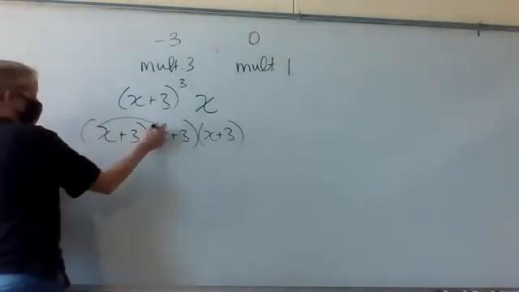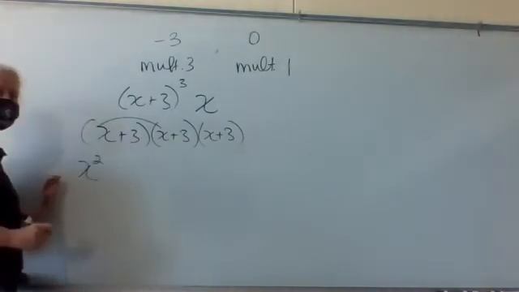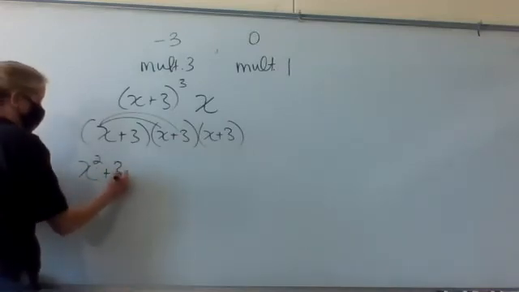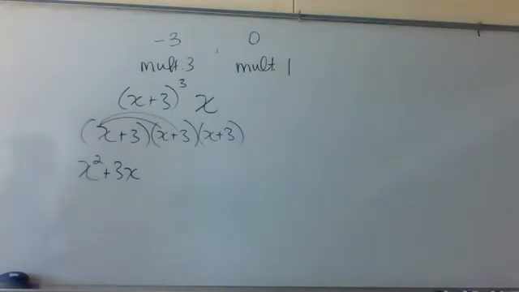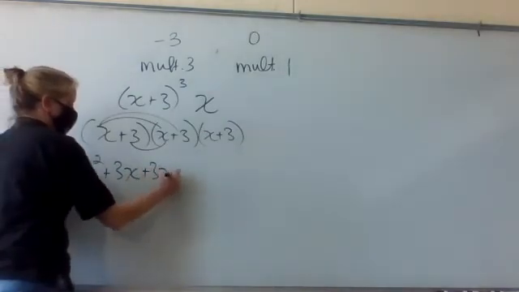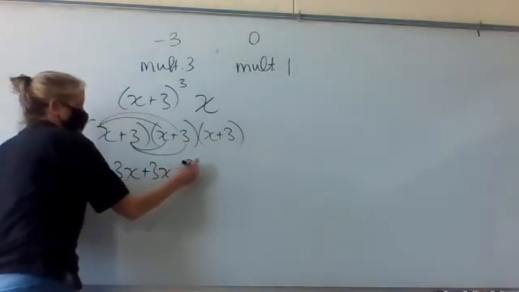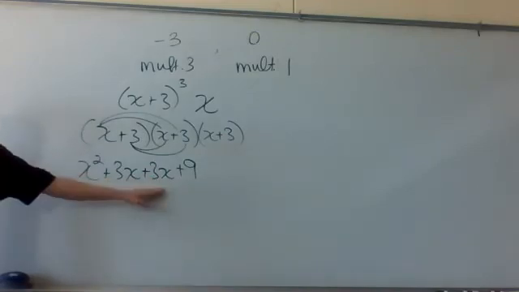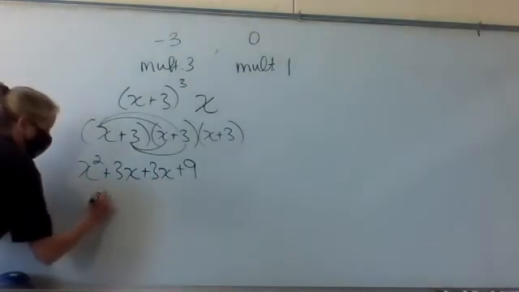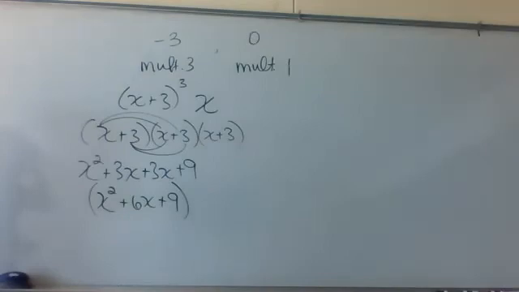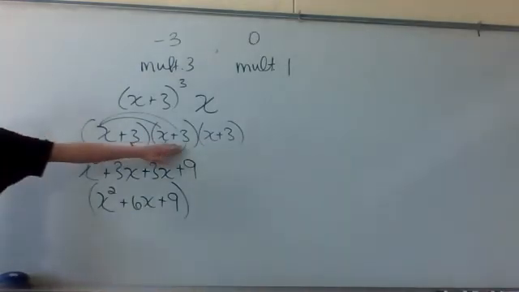So let's see, I'll FOIL here. X times x gives me x squared. X times +3 is +3x. My inner is another +3x. And my last, 3 times 3 is 9. Like terms in the middle, so I can put the 3 x's together to get 6x. So I've got x squared plus 6x plus 9. So that's what those ended up being.